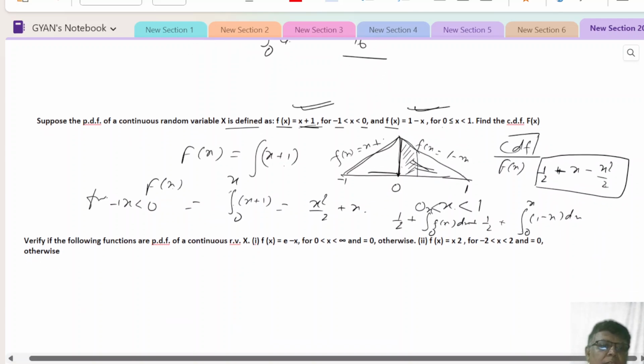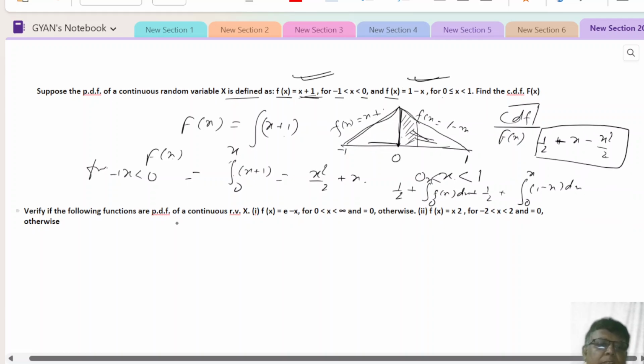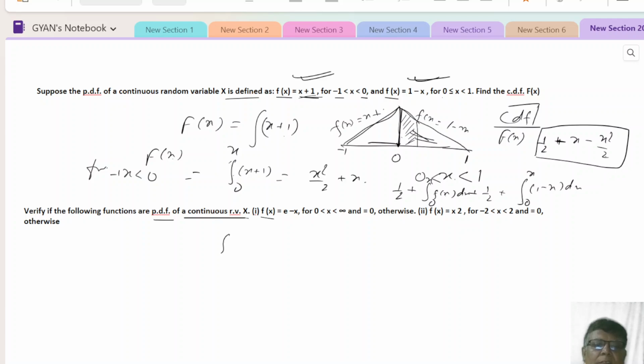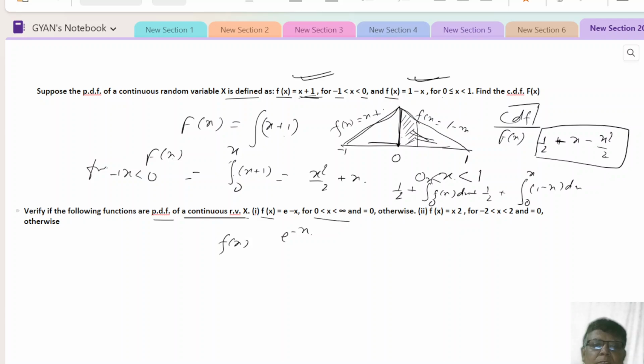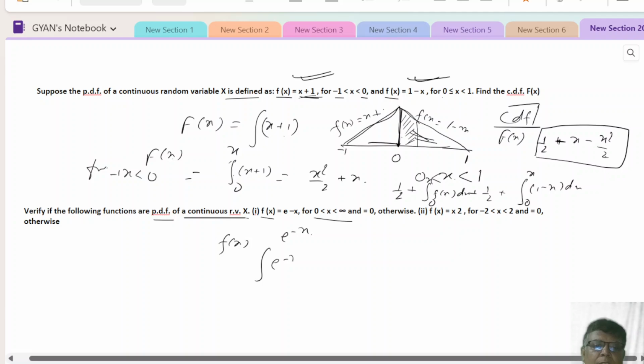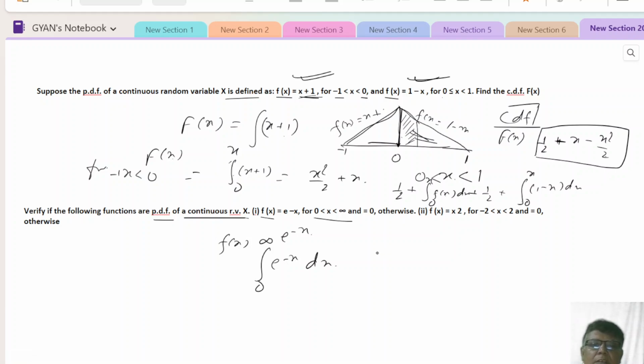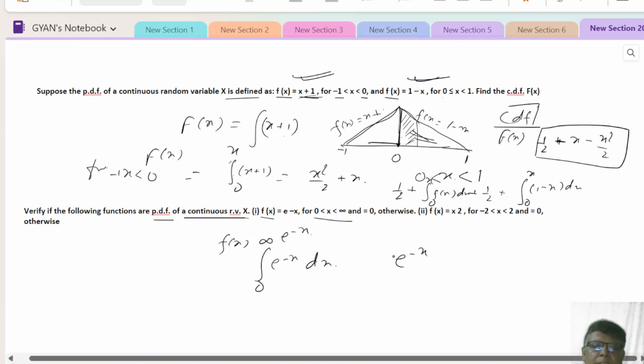Now come to the next question. Verify whether the function is a PDF of a continuous random variable x, where f(x) is e to the power minus x for 0 to infinity. So the integral of e to the power minus x from 0 to infinity dx is minus e to the power minus x from 0 to infinity. So e to the power minus infinity is 0, minus, minus e to the power 0 is 1. So that is 1. So this is defined. That is not an issue.